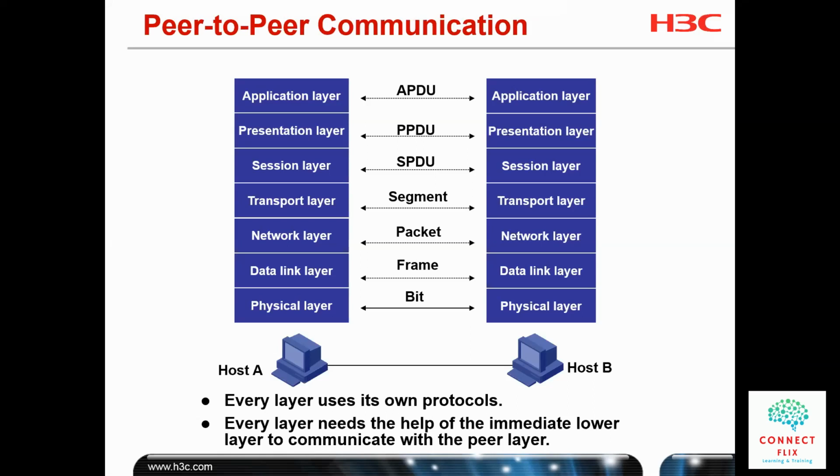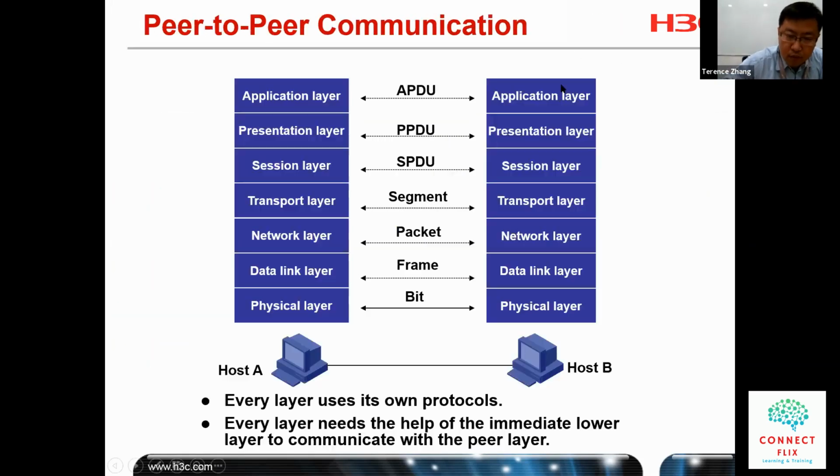One thing, the sender is encapsulating and the receiver is decapsulating. Let's say the sender is converting FPDU to PPDU and then to SPDU and segment, packet, frame, bit, and the receiver is then reconverting that bit, frame, packet, segment, FPDU, PPDU, and then the actual data. There will be two-way communication. Okay, we can see this one by one.